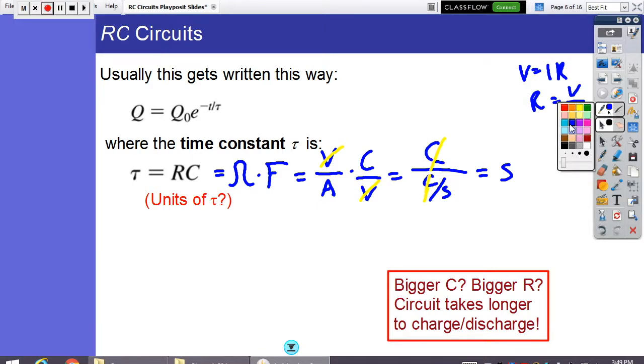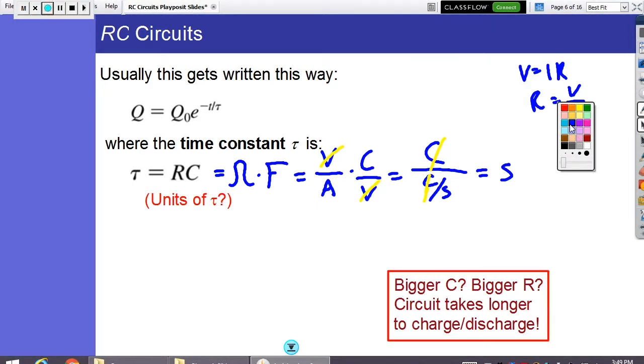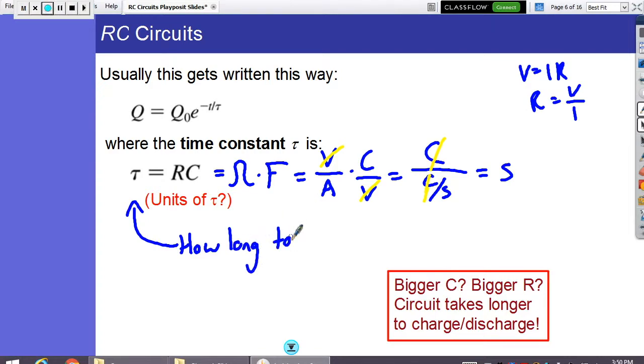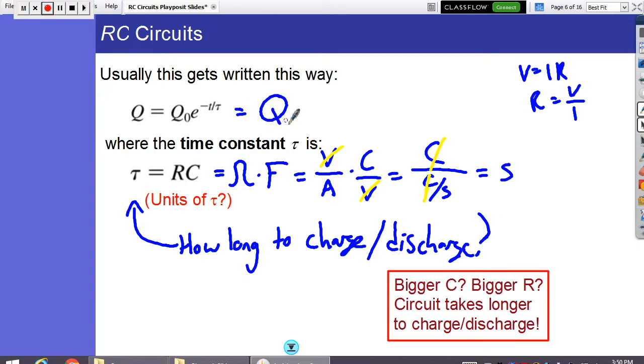So this factor RC is what's called the time constant. And what this time constant encodes, roughly speaking, is how long this RC circuit takes. How long does this capacitor take to charge or discharge? So if I have a bigger C, a bigger capacitor, it takes longer to charge. If I have a bigger resistor, the resistor slows down our current, it takes longer to charge or discharge in this case. And again, just as a reminder, this is equal to our initial charge, e to the minus t over RC still.